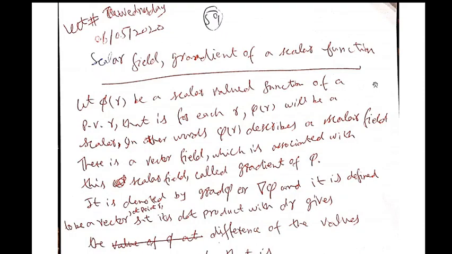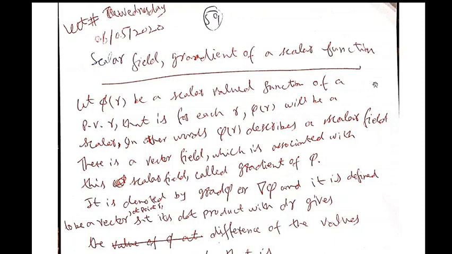Let phi of r be a scalar valued function of a position vector r. That is, for each r we have a scalar value which will come from phi of r. So we can say that phi of r describes a scalar field, that it makes a scalar field.